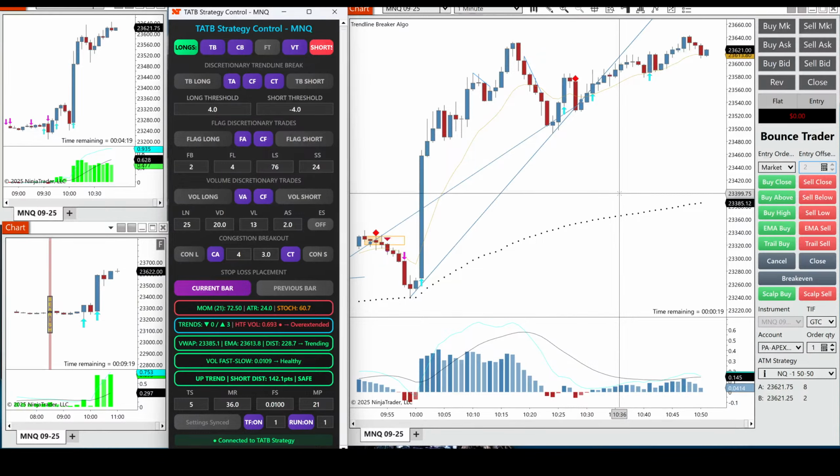So we have our algos turned on. If there's going to be a signal, it will get into a trade. If I see something good, I will enter discretionary. Flag up setup.